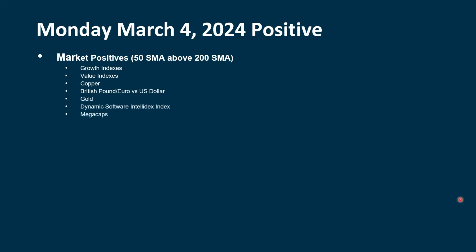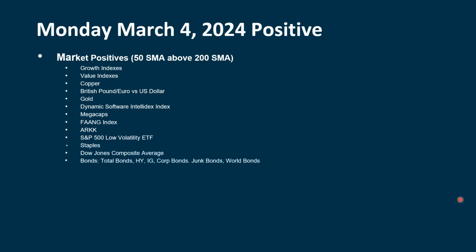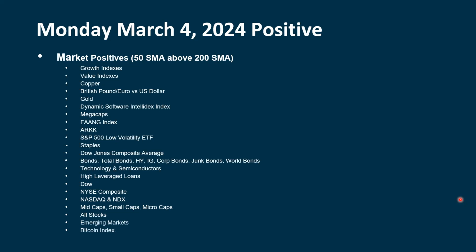The big software companies, the mega caps, the FANG index, ARK, the low volatility ETF, staples, the Dow Jones Composite Average, all the different bonds that we look at are in uptrends when you look at them based on price. The tech sector, as well as semiconductors, high leverage loans, the Dow, the NYSE Composite, the NASDAQ and NASDAQ 100, mid caps, small caps, and micro caps. So all of the main stock indexes, they are in uptrends. But the mid caps, small caps, and micro caps, they've got a long ways to go to set new all-time highs. All stocks looking both in the US and internationally are in an uptrend, emerging markets, and Bitcoin is in an uptrend.